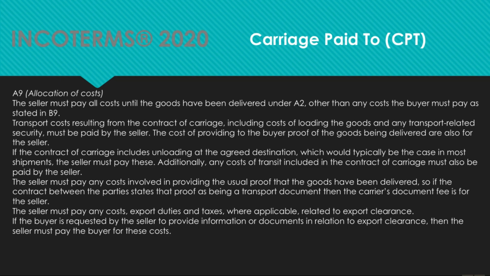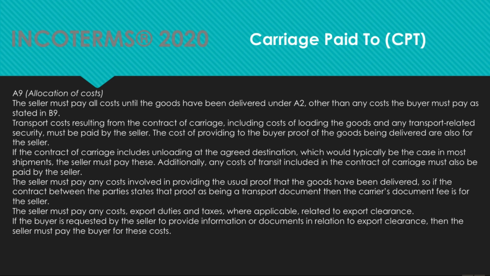If the contract of carriage includes unloading at the agreed destination, which would typically be the case in most shipments, the seller must pay these. Additionally, any costs of transit included in the contract of carriage must also be paid by the seller. The seller must pay any costs involved in providing the usual proof that the goods have been delivered. I mean the POD, proof of delivery.